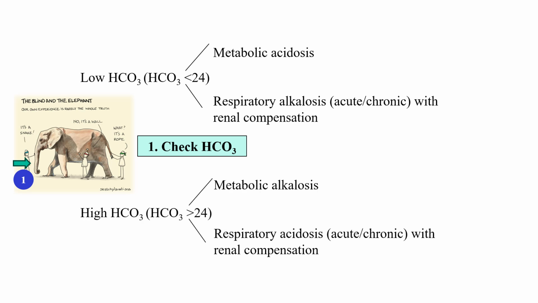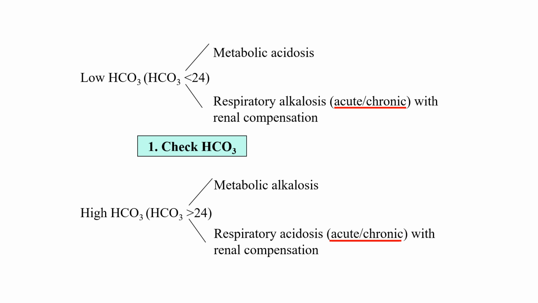If the serum bicarbonate is greater than 24, then we have either metabolic alkalosis or respiratory acidosis with compensation. The latter because when there is respiratory acidosis, the kidneys correct the acidemia by increasing the serum bicarbonate.